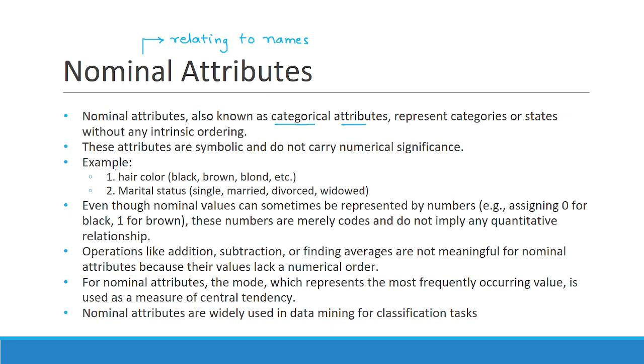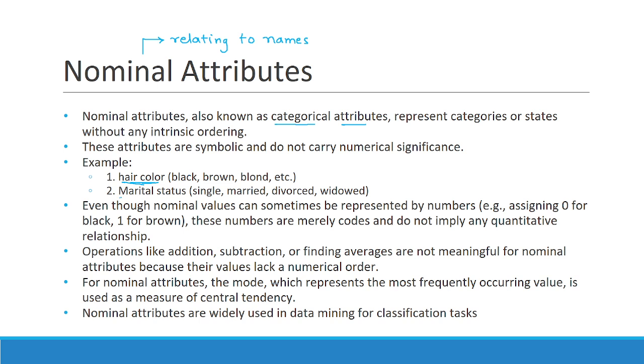From an example, you will understand the concept of nominal attribute. See here the example: hair color. What values will hair color have? Black, brown, blonde, etc. So hair color is a nominal attribute, because its values are labels or categories, some names. It doesn't have any number, it doesn't have any numerical significance.